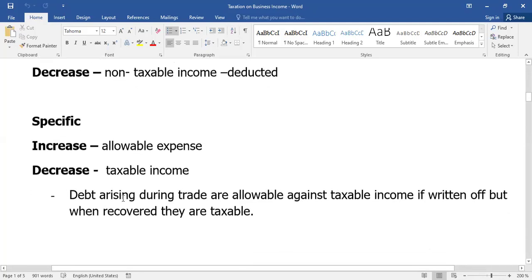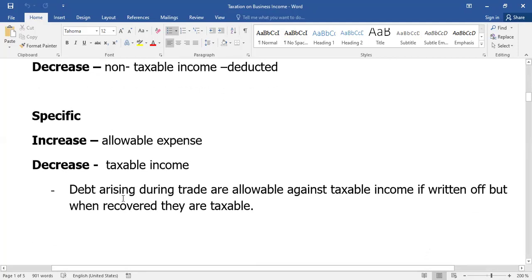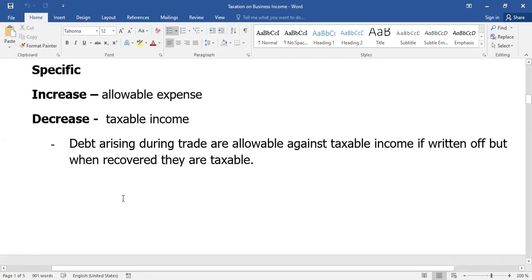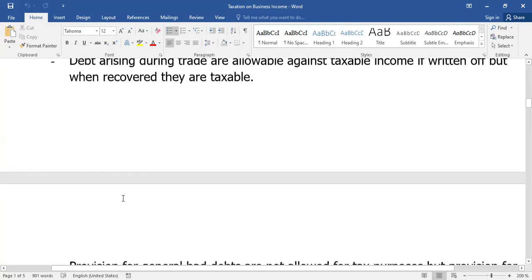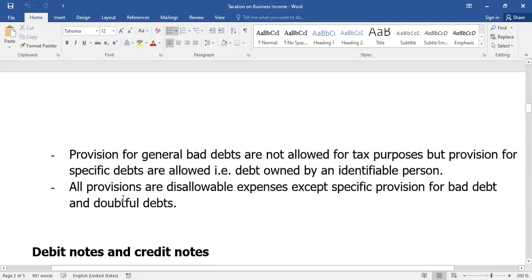But when it comes to the specific bad debts, we are talking about the increase and the decrease. We have allowable expense and then we have the taxable income upon other analysis. I will teach you as we progress. But we are saying a debt arising due to trade is allowable against the taxable income if written off, but when recovered, it is taxable. Now, provision for bad debts is not allowed for tax purposes.